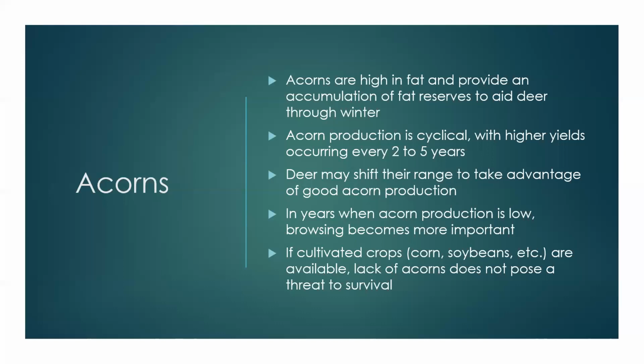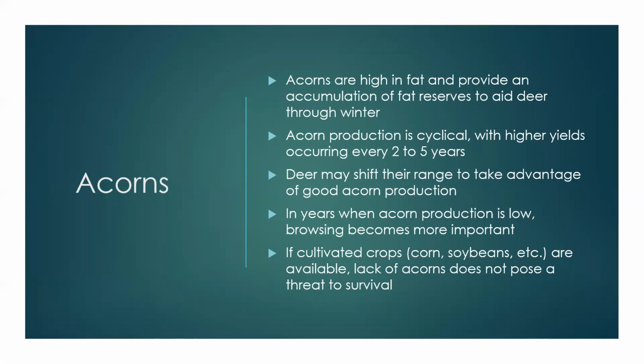But acorn production is cyclical, so you're going to have higher yields some years versus other years. Deer will oftentimes shift their range to take advantage of these acorn populations. So it's important as a hunter to monitor that and keep track of this acorn production. If you see a really strong acorn crop, then I would start focusing a lot of my efforts on acorns rather than on some of the other food sources like browsing or even some soybeans or row crops.